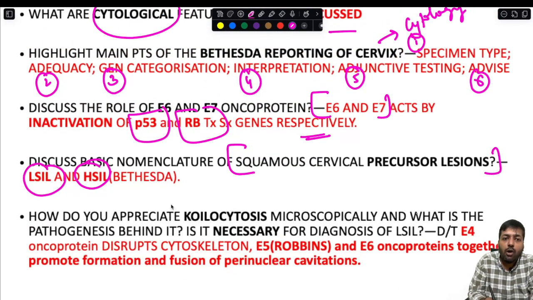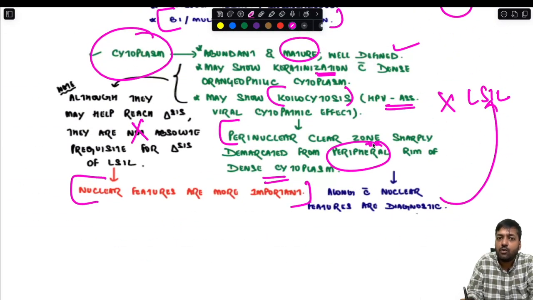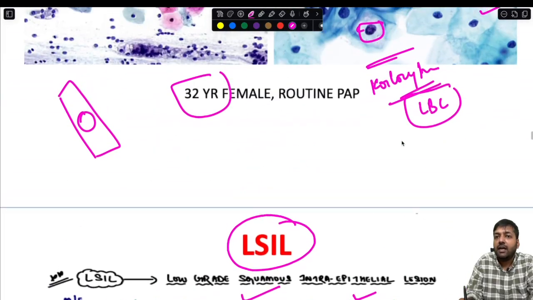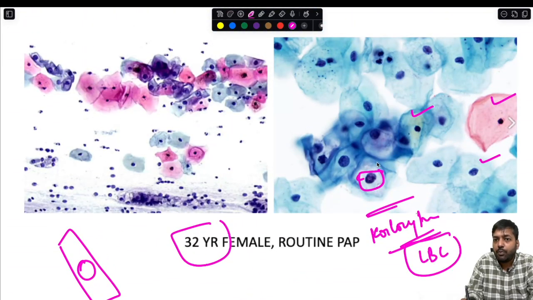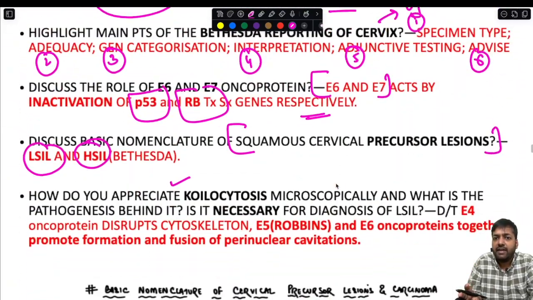So how do you appreciate coilocytosis microscopically? I have already discussed that point, so I'm not repeating it again. Perinuclear clear zone sharply demarcated from the peripheral, dense cytoplasm. So this part is the coilocytic area. This is the dense cytoplasm. Perinuclear clearing is there. Now you will not find this answer very clearly anywhere.